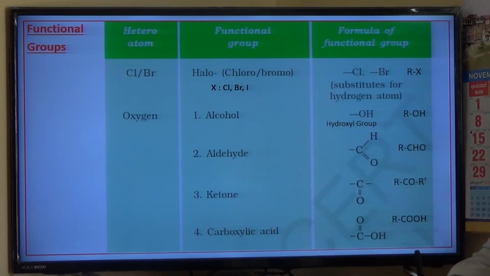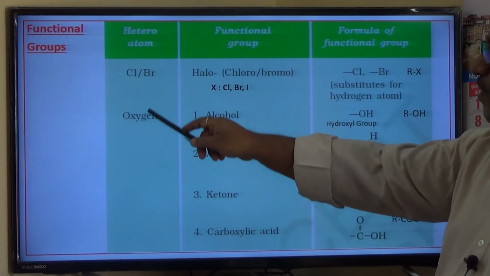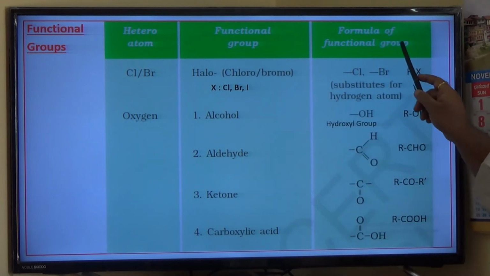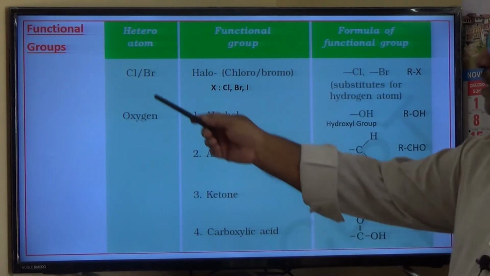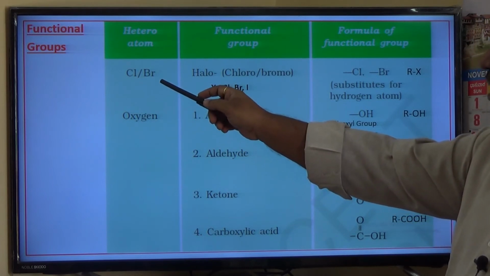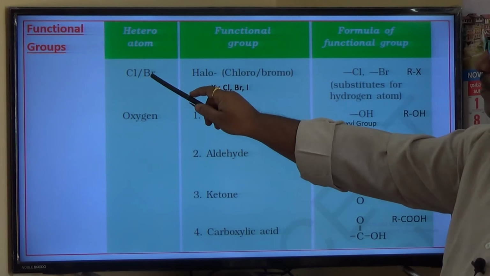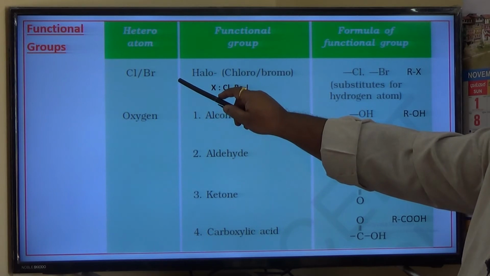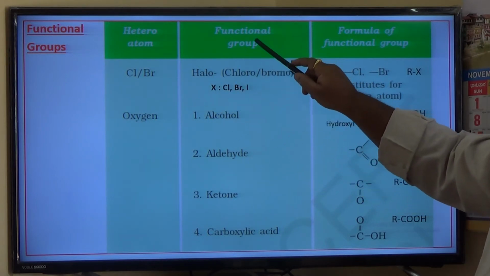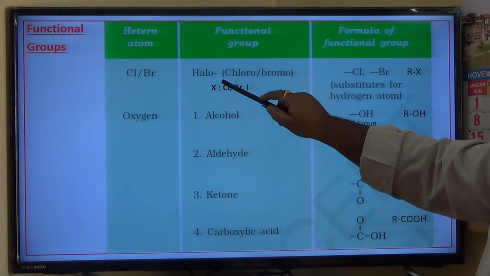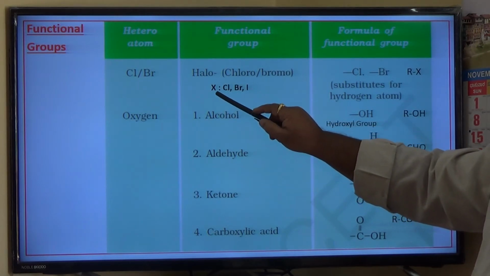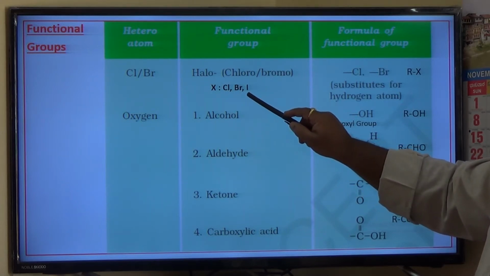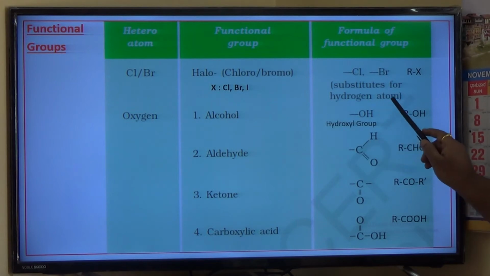Here you can see the functional groups. These are the heteroatoms, chlorine, bromine and oxygen, and these are the functional groups and the formula of the functional group. See, chlorine and bromine can bond with carbon. Chlorine, bromine, fluorine and iodine, when those are attached to the carbon chain or the carbon atom, then the functional group is termed as halogens. So halogens are represented by X. X is equal to chlorine, bromine, fluorine or iodine, and these become the substituents for hydrogen.